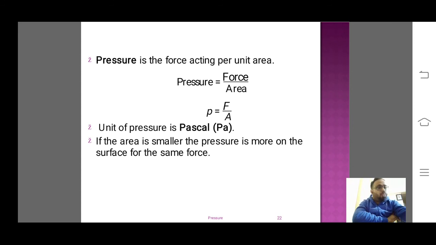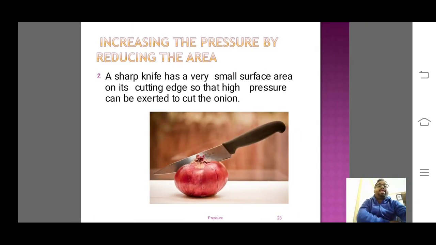If the area is smaller, the pressure is more on the surface. So it's vice versa. If the area is more, the pressure is less, and if the area is less, then the pressure is more. Then we can increase the pressure by reducing the area. Here's an example. A sharp knife has a very small surface area so that it can cut easily.